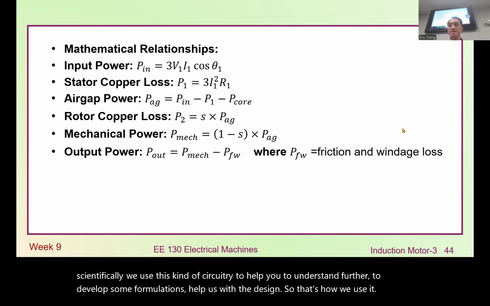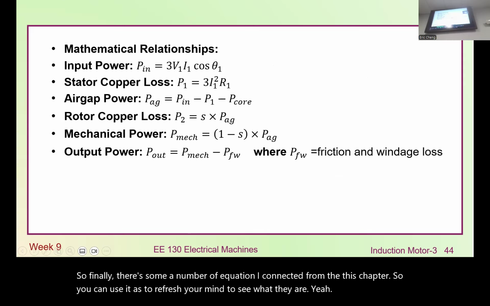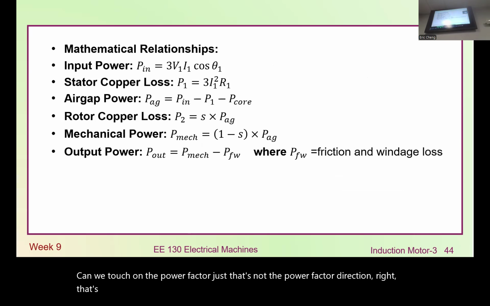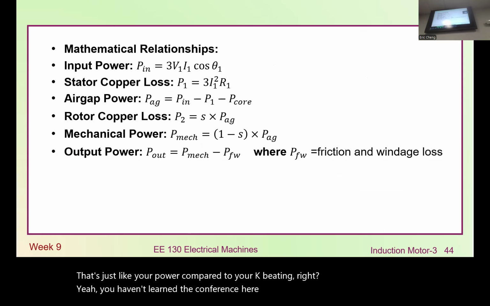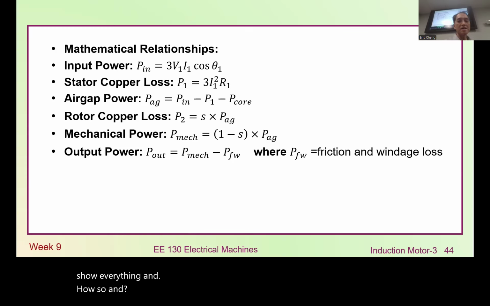Finally, there are a number of equations I collected from this chapter. You can use them to refresh your mind and see what they are. We touch on the power factor, but that's not the power factor correction, right? That's just your power compared to your kVA. You haven't learned the power factor here yet, so it's difficult to show everything. And here, the apparent power. So this item is the apparent power.